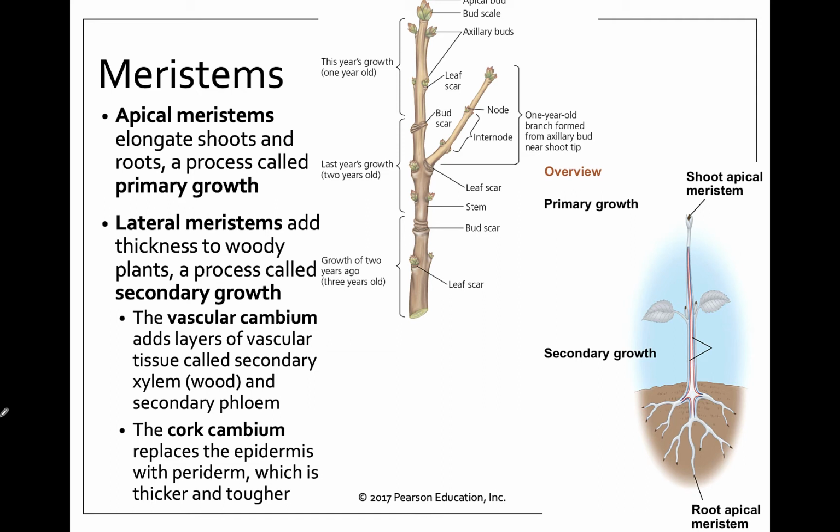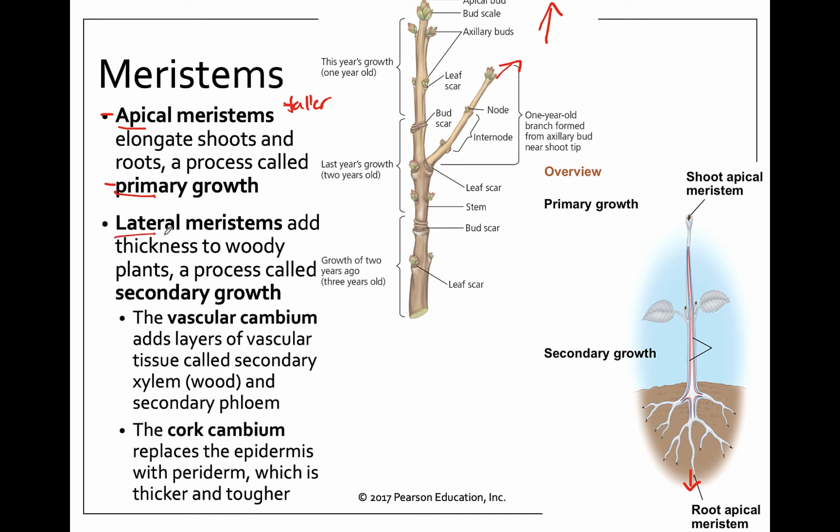So apical meristems do primary growth. Primary growth is the act of getting taller. So this is going to happen in the shoots to get taller. This is going to happen on the branches to get longer. This is going to happen down in the roots to get deeper. So anytime that you're extending the length of a plant, you're using an apical meristem to do primary growth.